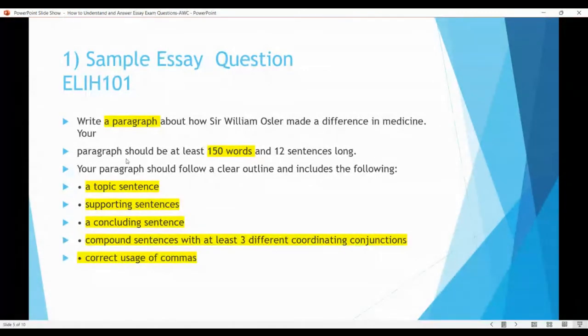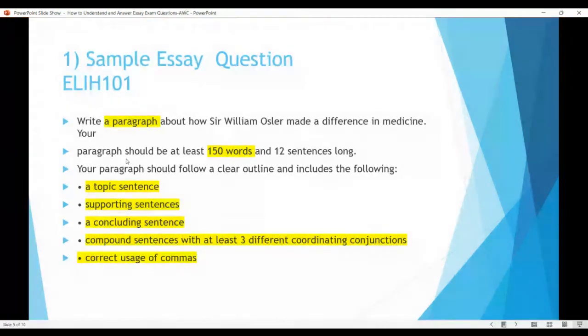Now, the second bulleted point: the paragraph should be at least 150 words. So you need to stick to the word limit. It's very important again. Now, if you get close to 150 words, that's okay. But don't write less than 150 words. It's better if you go beyond 150 words. 155, 160, 165, it's okay. So five to ten words plus or minus, that would be fine.